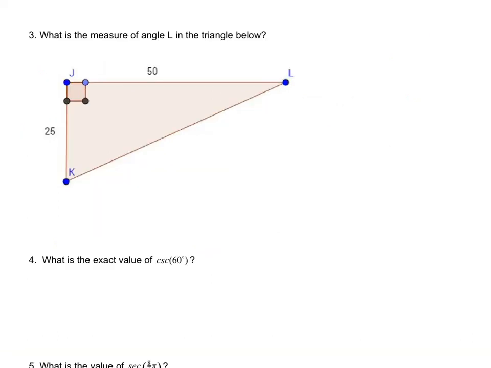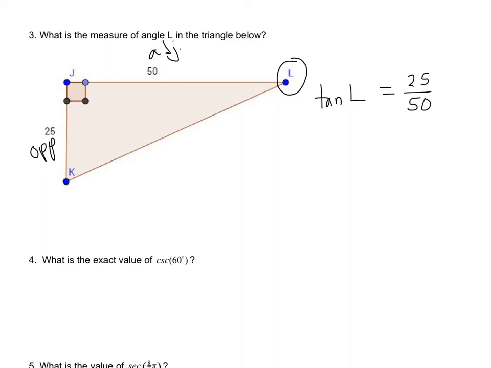Okay, this problem says I want to find the measure of angle L in the triangle below. So I want to know what this angle is. Now what I do know in this is I do know the opposite side of angle L, and I do know the adjacent side. I do not know the hypotenuse, although I could certainly find it. But the opposite and adjacent we know is tangent. So what I know is the tangent of angle L is equal to 25 over 50.